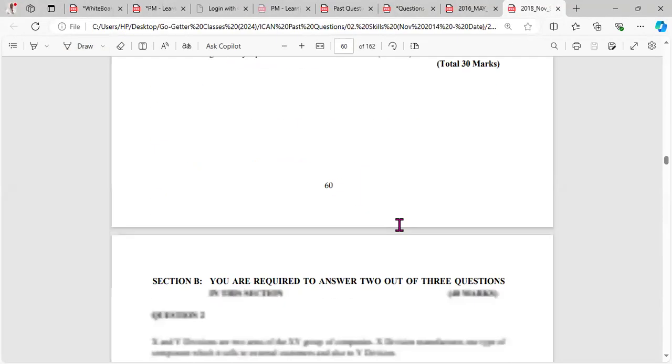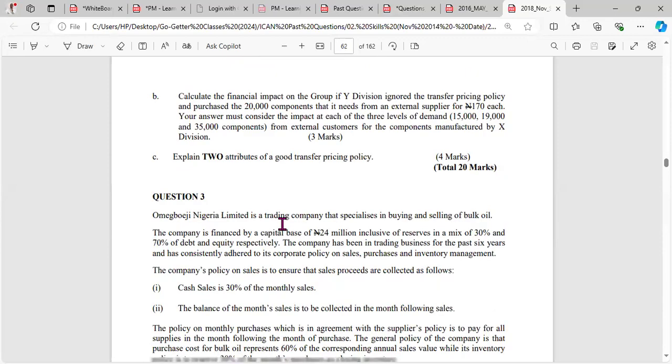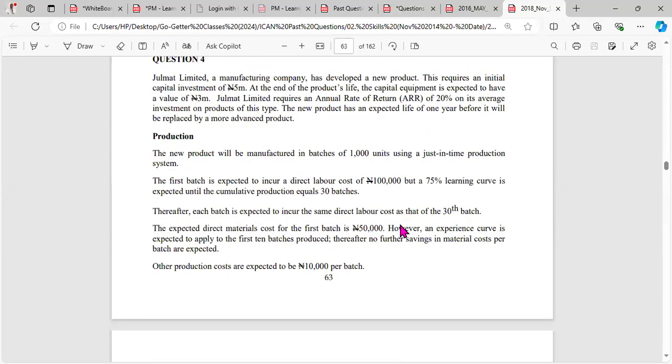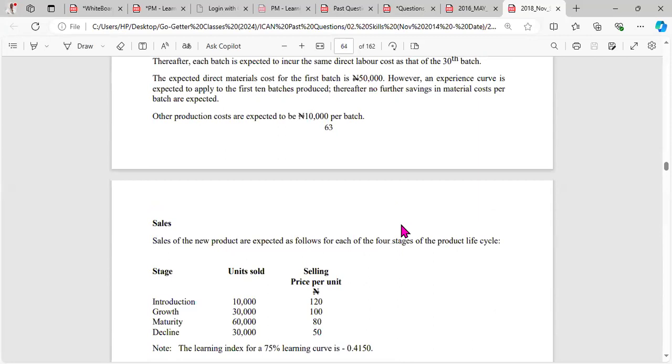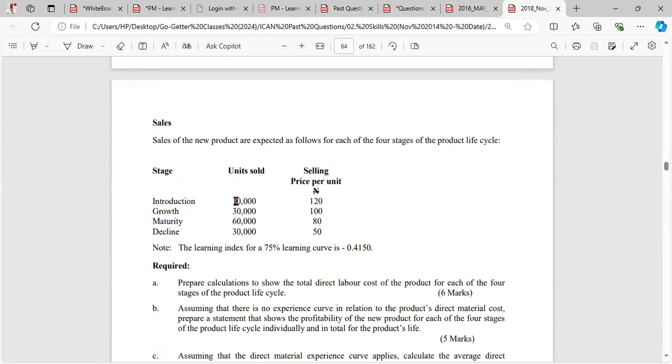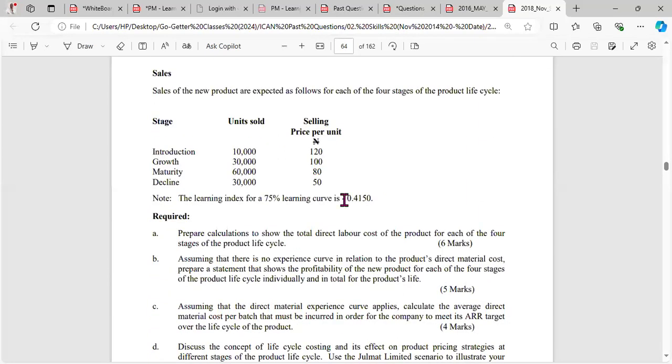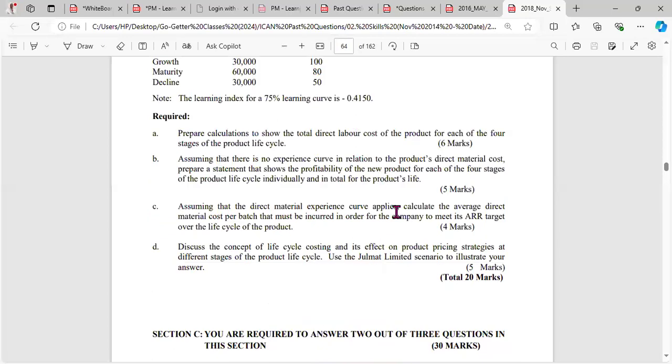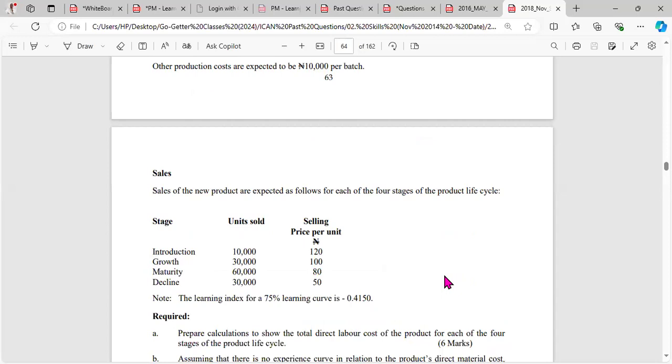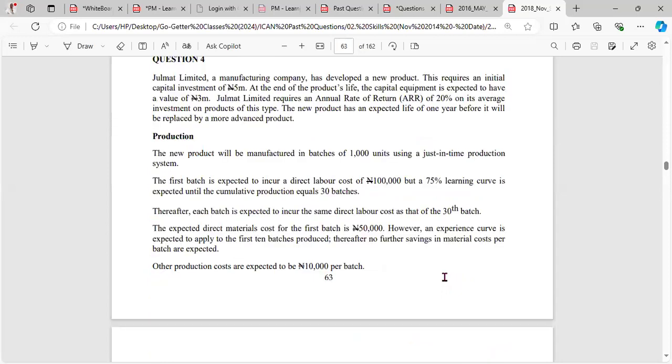All right. So this is the kind of question we'll be solving, and look at product life cycle and all that. We are going to be solving this question and solving one more question. Then we'll call it a day on the learning curve problems.